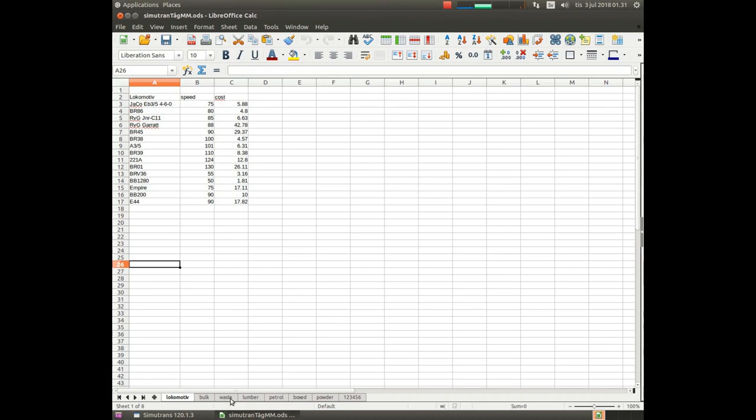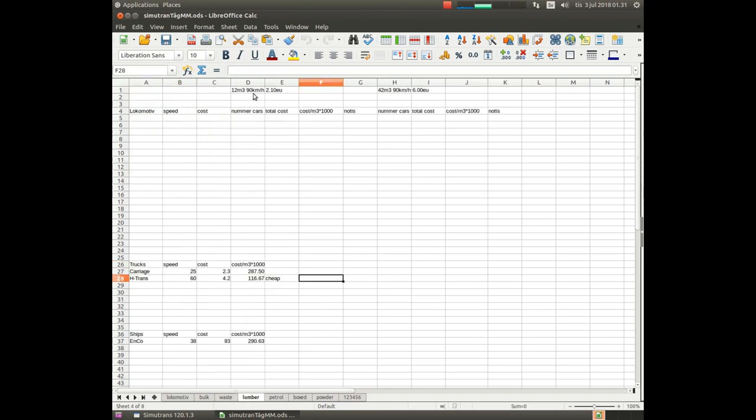Down here I have different types of cargo. Let us now go in on the lumber. There are at the moment two different types of cars for lumber, but we should do this as automated as possible. Thereby, we should not just copy and paste the locomotive in here. We should do it the clever way.